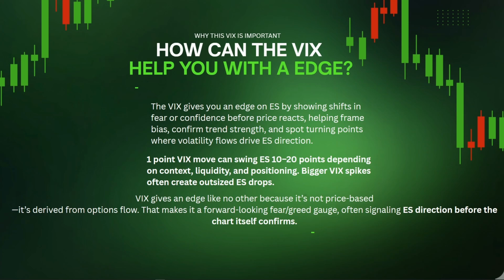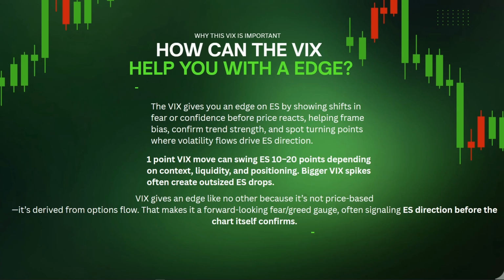Before price reacts, it helps frame a bias, confirm trend, and spot turning points where volatility flow drives ES direction, right? And remember, this derives from options order flow. A lot of people ask, how do you read options flow? Look at the VIX. Literally simple. Look at the VIX, right?